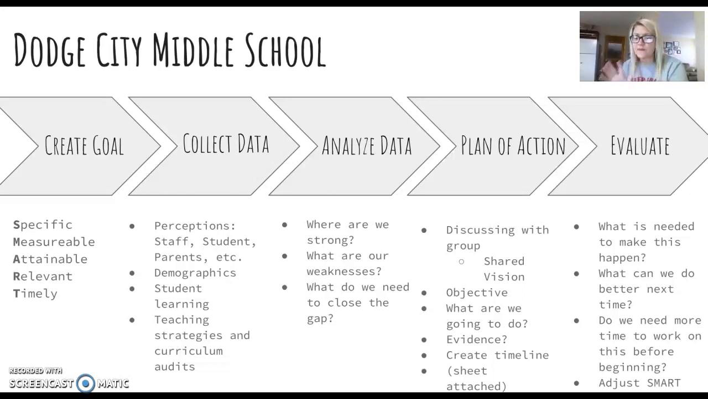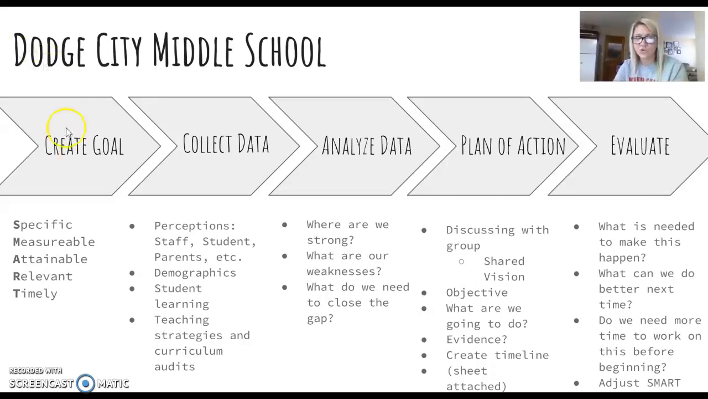Then we need to be able to step back and evaluate what's going on. What at all is needed to make this plan of action happen? What can we do better next time? Especially if it's a long-term goal for the whole year, we need to go to every PLC or every meeting and evaluate ourselves. What could we do better between right now and the next meeting to make sure that our goals are happening? We need to step back and look at whether we need more time, or whether we are going to get it done faster than we thought. And of course, adjust our SMART goal as we go.